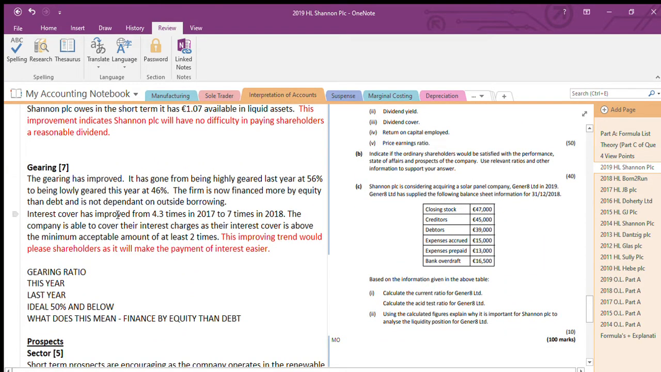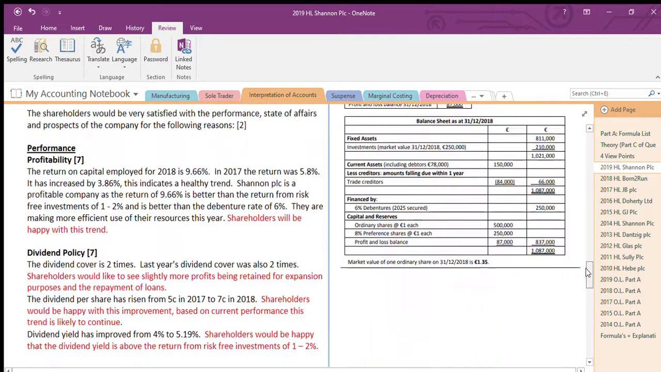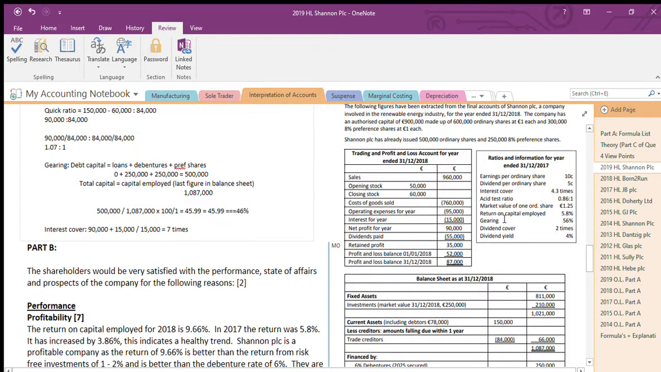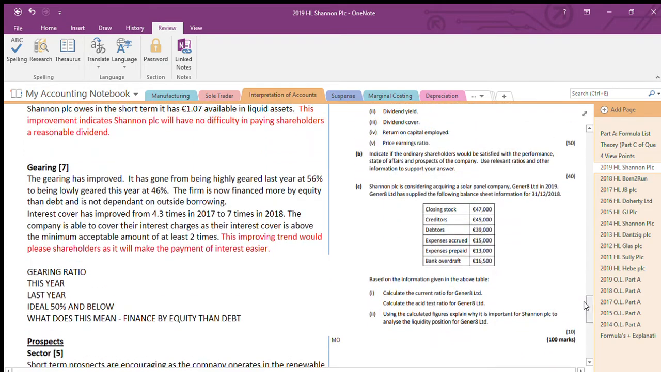What am I doing again? It's improved because I want this to be higher. It was 4.3 times last year. This year I just calculated it to be 7 times. The company is now able to cover their interest charges as the interest cover is above the acceptable amount of at least 2 times. Improving trend would please shareholders and makes the payment of interest easier.